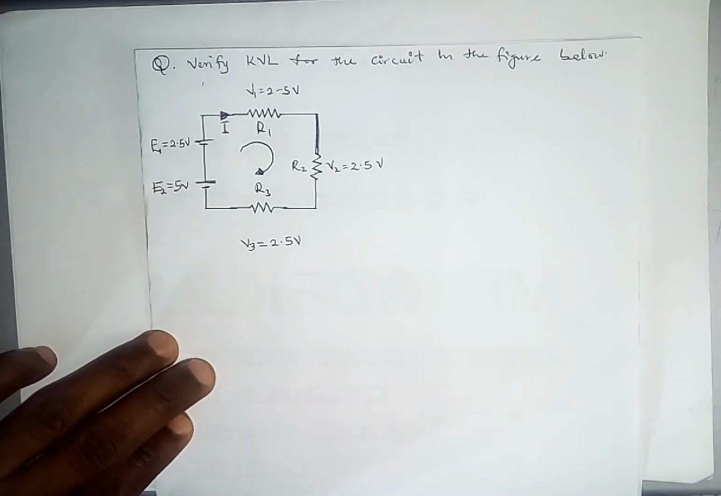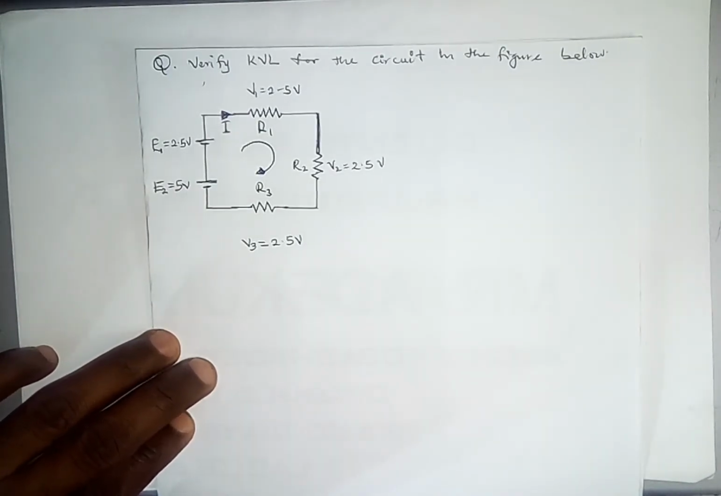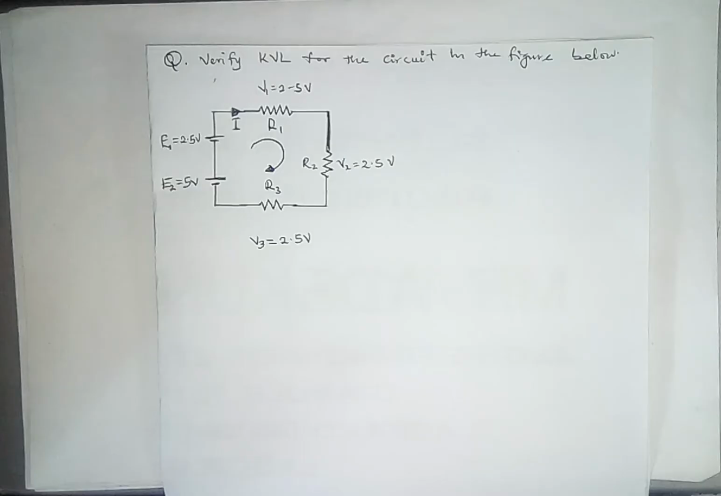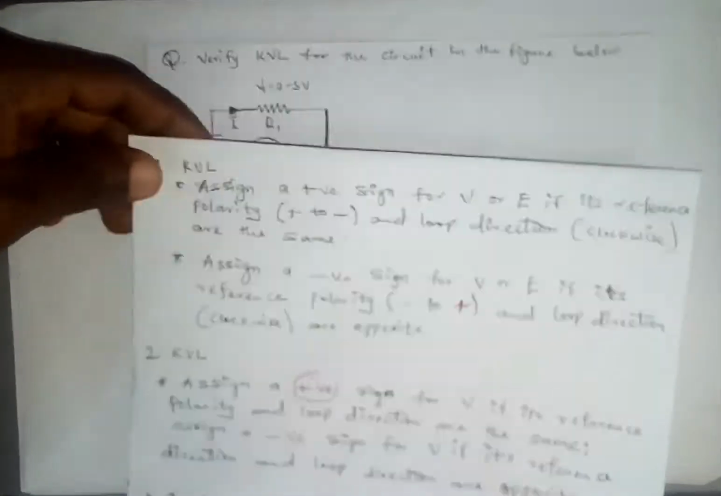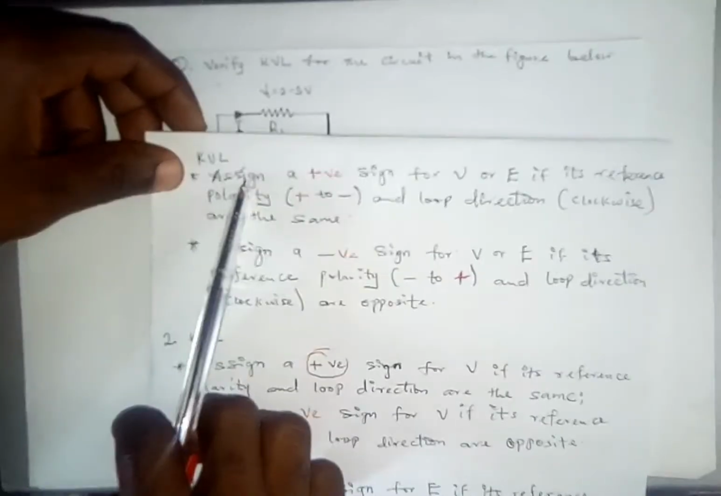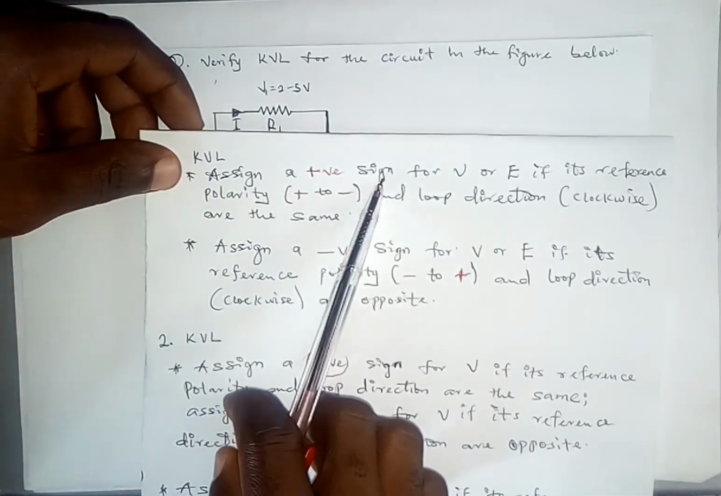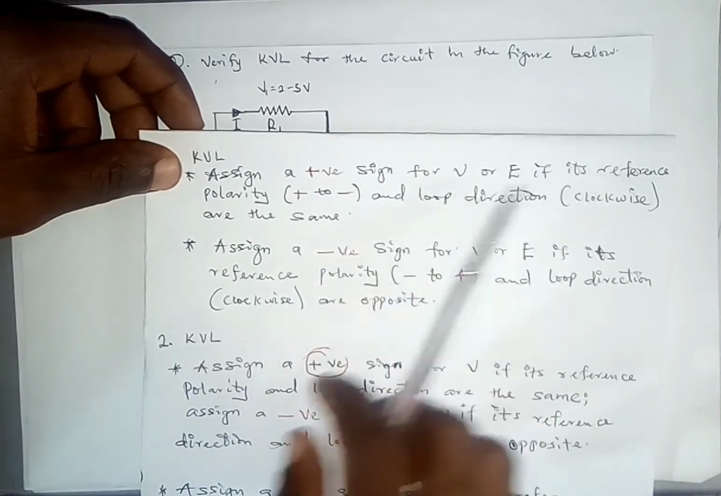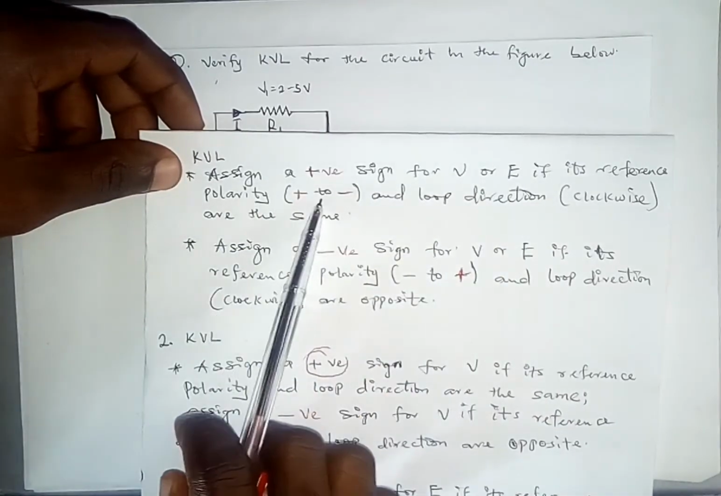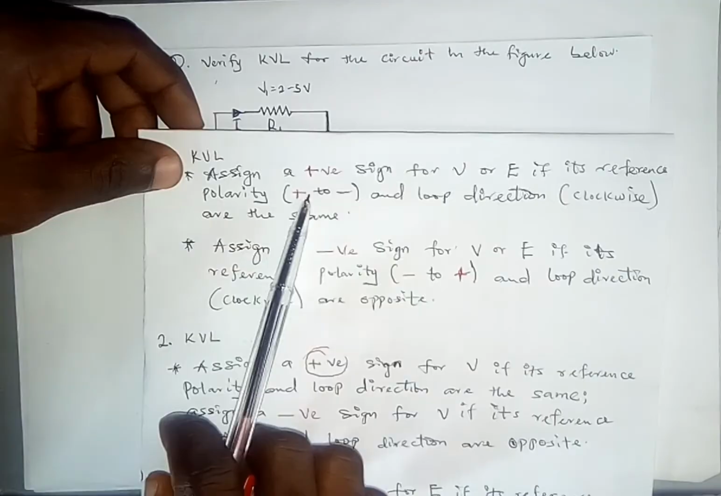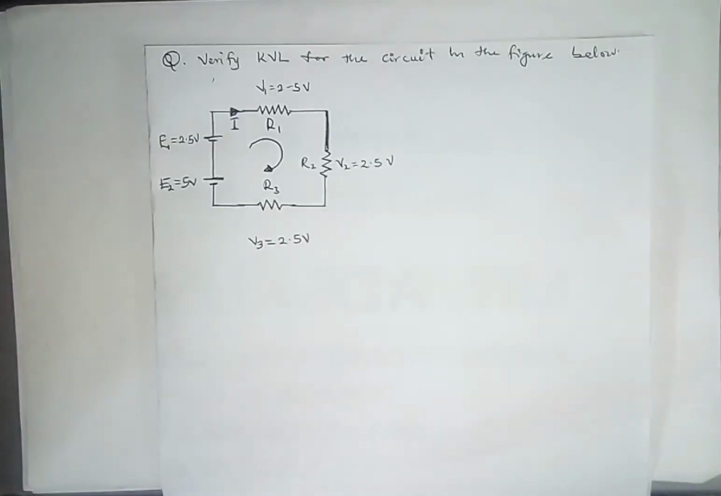So the next thing is to assign our polarity, and the rules to assign our polarity were given in the former class. Though we can easily go through them again. So according to the first law, we are going to assign a positive sign for V or E if its reference polarity is from positive to negative. So that is exactly what we are going to do.